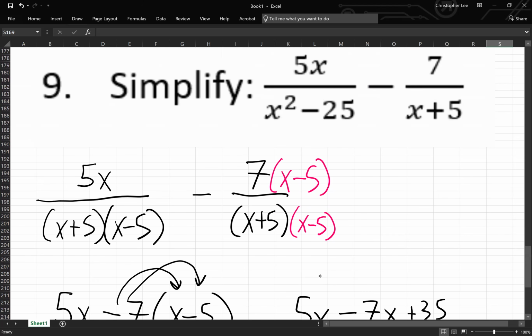X minus 5. Yeah, x minus 5. So in order for me to subtract two fractions, I have to have the same denominator. So we found the LCD, which was x plus 5, x minus 5. The second term, the 7 over x plus 5, needed an x minus 5 in the denominator in order to subtract it. But what you do to the bottom, you've got to do to the top.